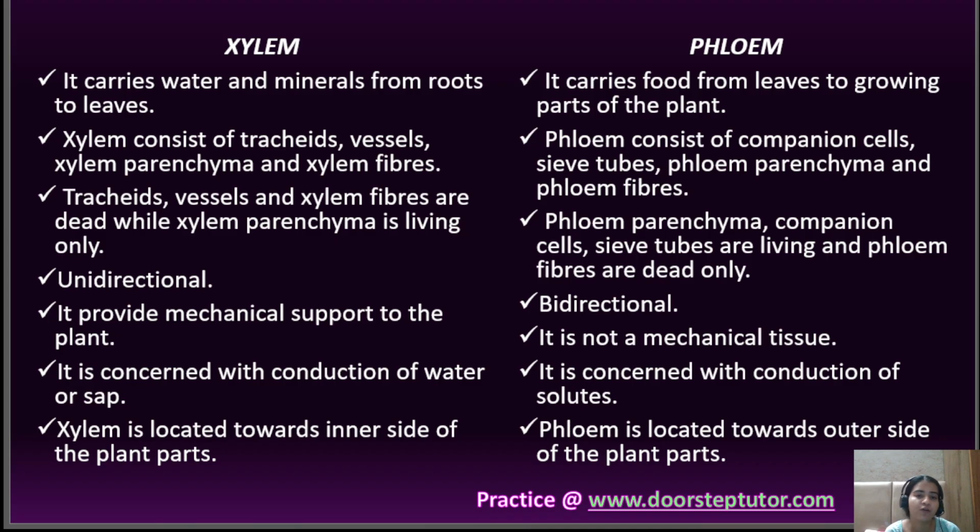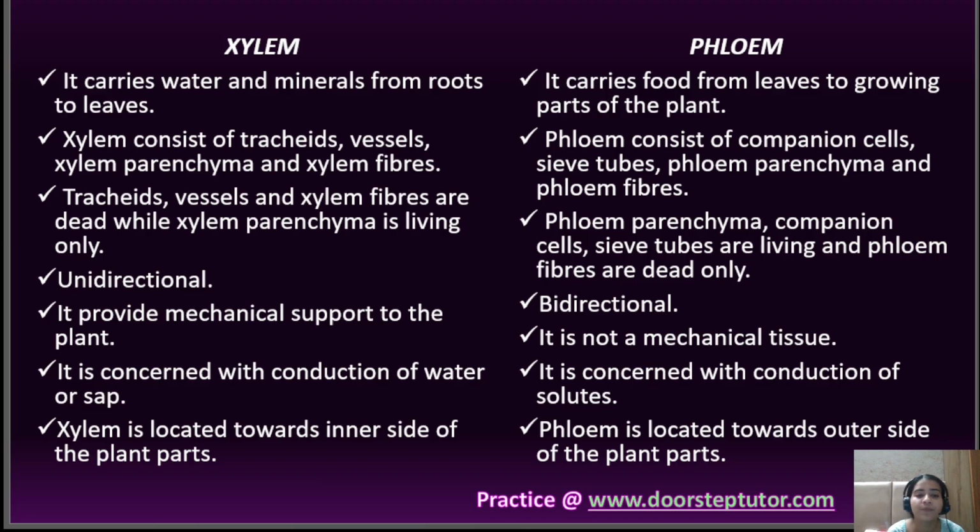Now, in case of xylem, there are four major parts. One is tracheids, second is vessels, third is xylem parenchyma, and the fourth is xylem fibers. Similarly, phloem consists of companion cells, sieve tubes, phloem parenchyma, and phloem fibers as well.